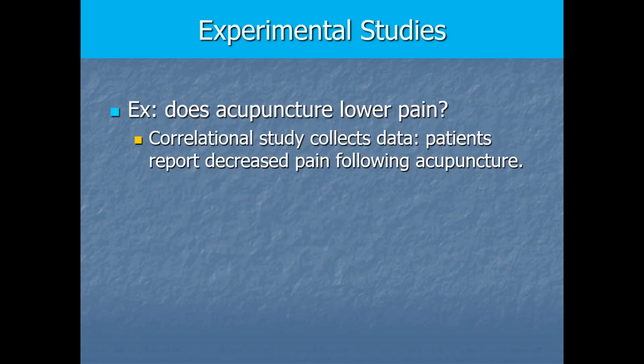So for example, let's say we're testing something like acupuncture to see if it works to lower people's pain. Maybe someone else started with a purely correlational study. So they collected some data and found that patients report decreased pain following acupuncture. You probably know some people who have said they feel better after acupuncture.